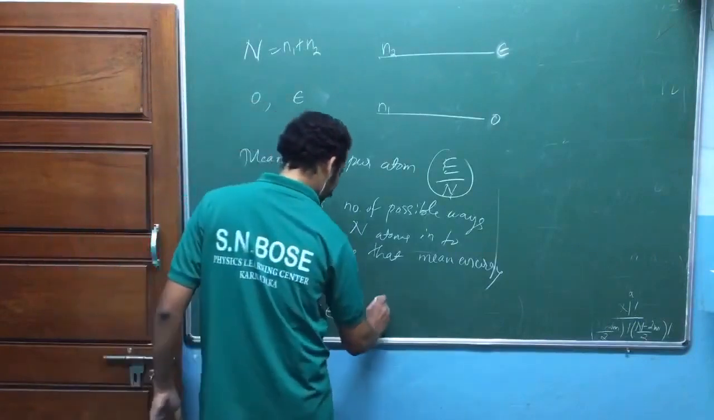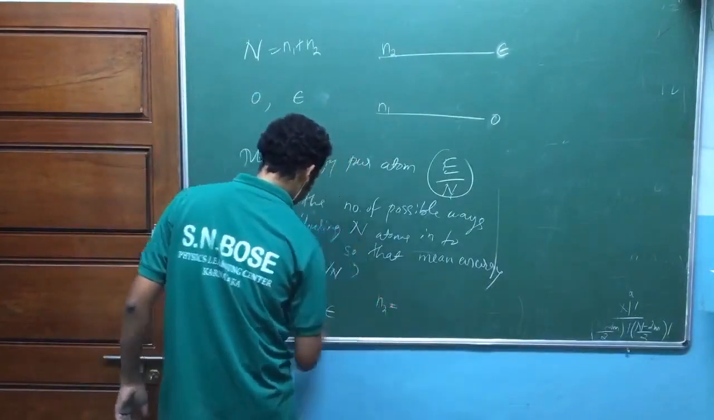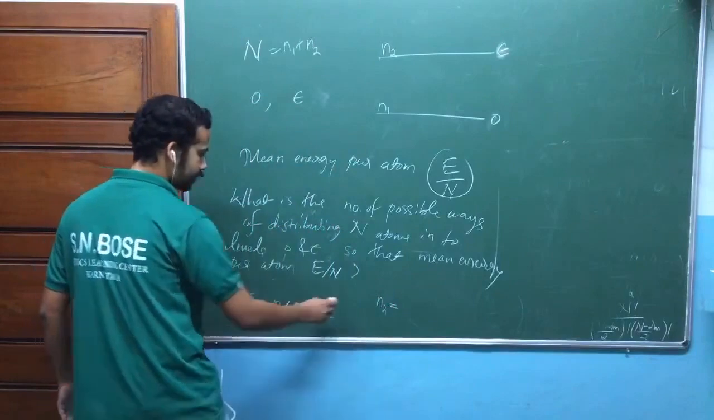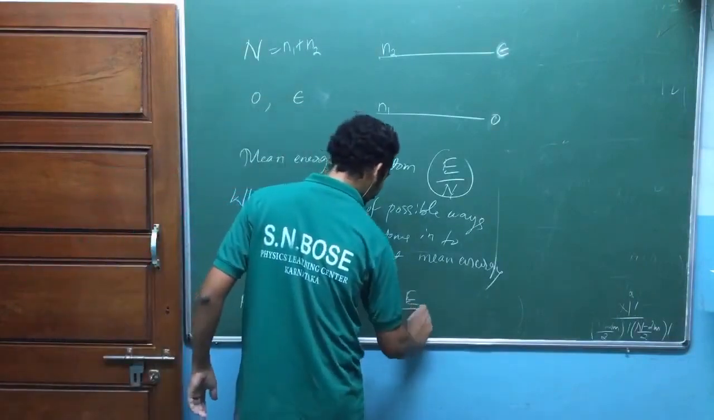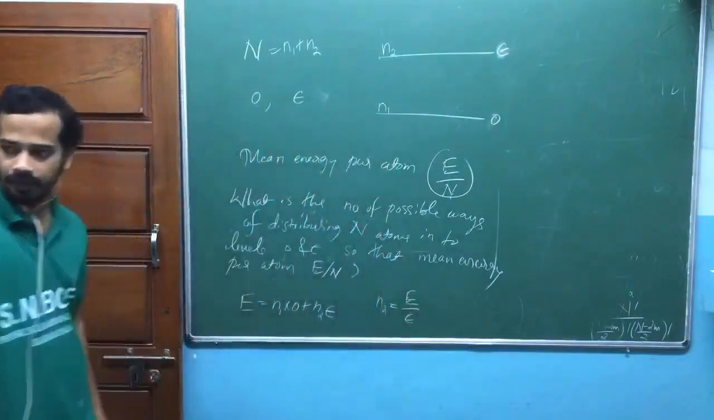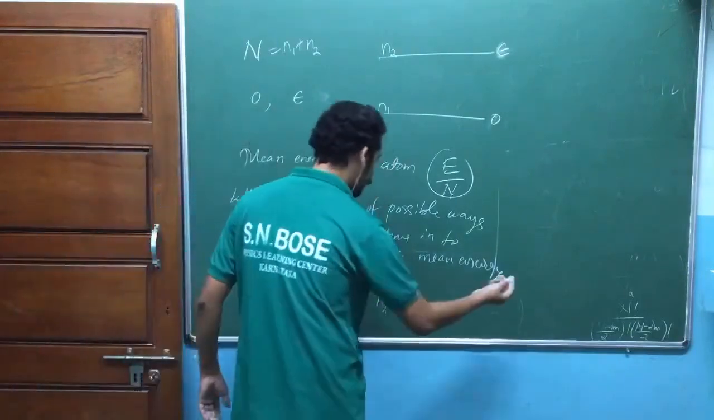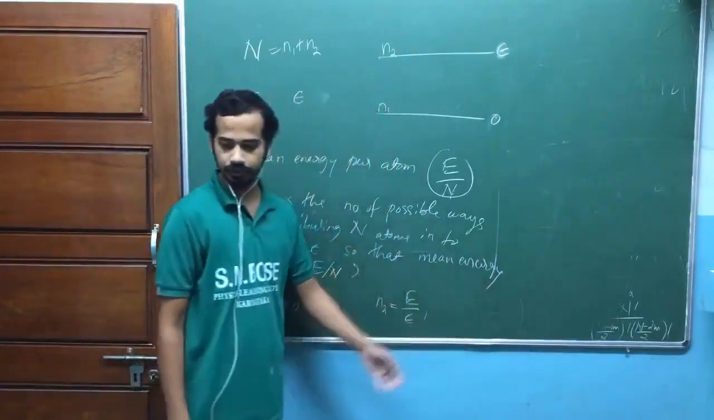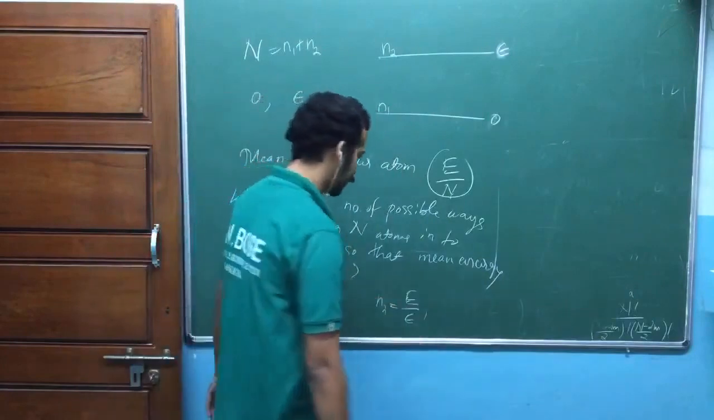I can define N2 from this one. Look at here. What is the N2 here? N1 again it is multiplied with 0. N2 is equal to E by e. Just check it out. Once you got N2, actually you should look into options without solving this one. Then only you will get the idea how to do this one.